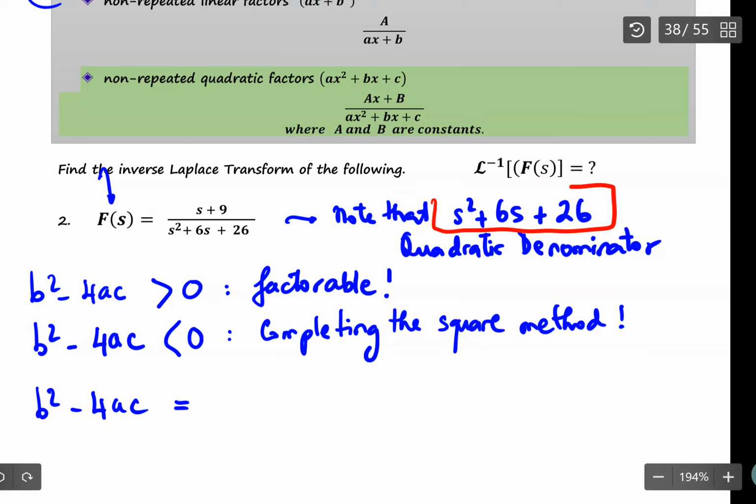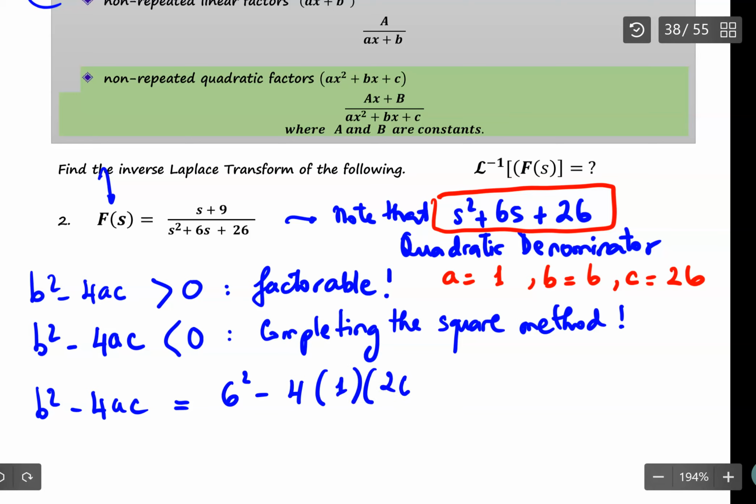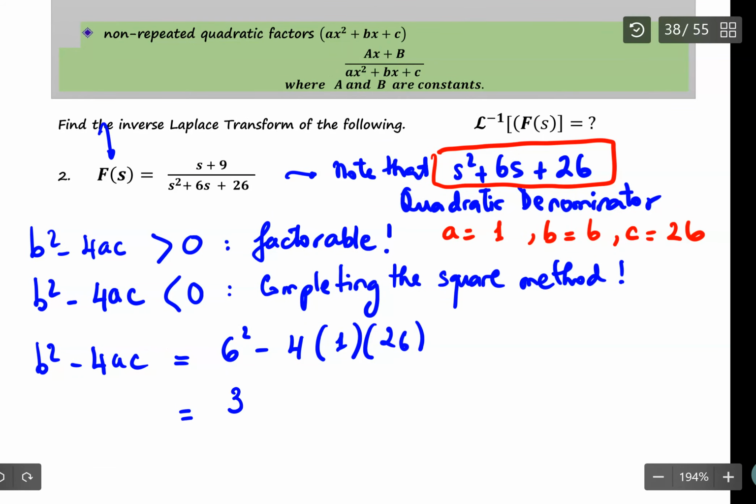with this quadratic, I should have a equals 1, b equals 6, c equals 26. So I will have 6 squared, subtract 4 times 1 times 26. Obviously, I will have a negative value here. So I have 36 minus 104, which is equal to negative 68, so it's less than 0. So I have to use the completing the square method.